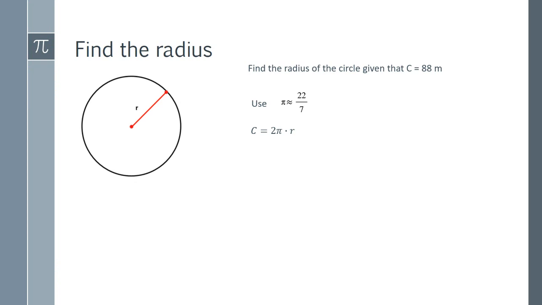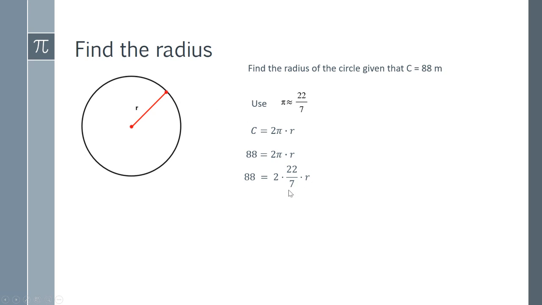So here is our formula. Circumference equals 2 times pi times the radius. We're going to substitute everything we know. We know that the circumference is 88, and that's pretty much all we know. And we're also told that we can use this estimate for pi of 22 over 7. So we're going to substitute that in as well. And now we're going to solve for r.